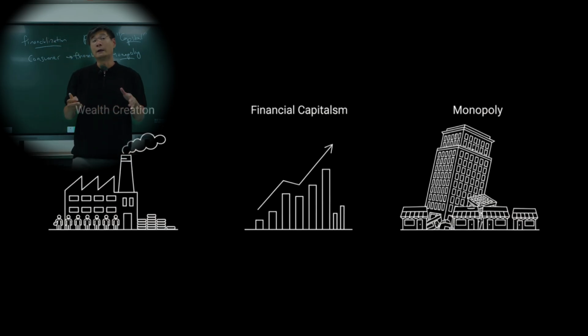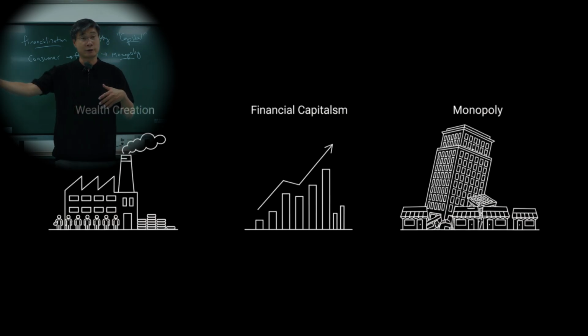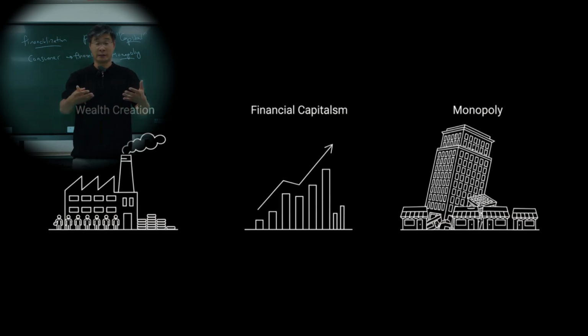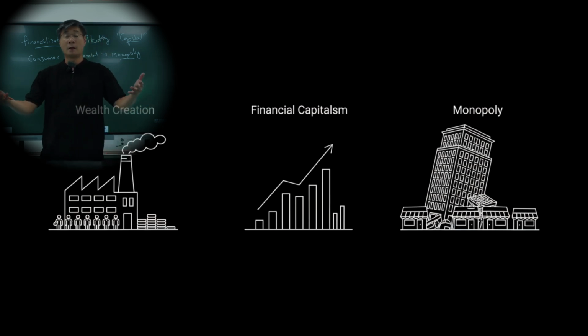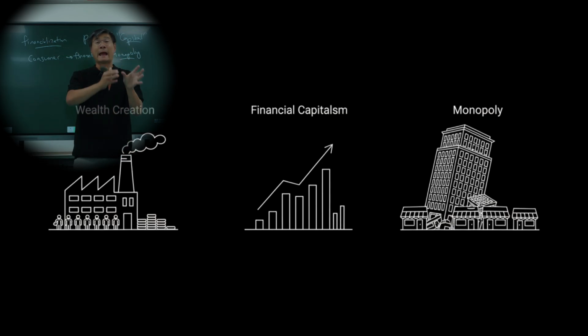When I build a factory, I'm creating real wealth because a factory requires you to hire workers. It requires you to build technology. It requires you to build goods that people want to buy. But after I build a factory and I make a lot of money, I want to take this money and let it grow as fast as possible, so I put it in the stock market.